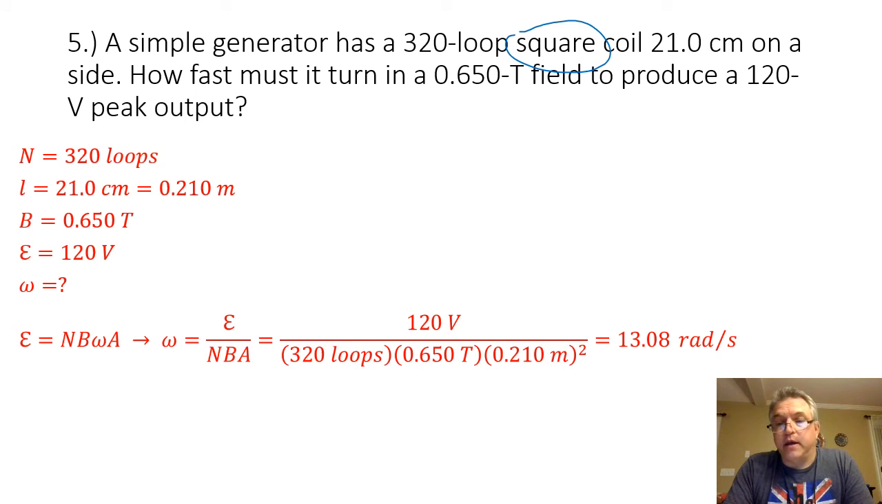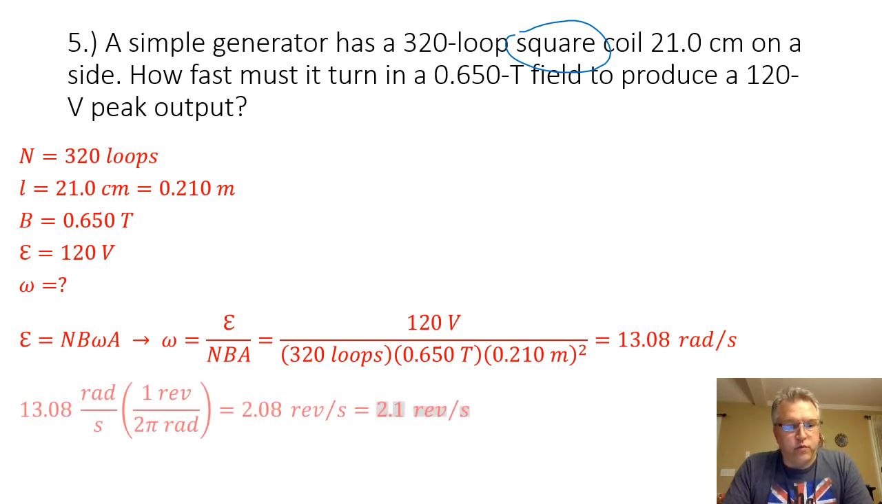So my angular speed is always going to be given in radians per second. I'm now going to want to convert that into revolutions per second, because that's a more familiar term. So to convert 13.08 radians per second, I know that there are 2 pi radians in 1 revolution. That's going to give me a speed of 2.08 revolutions per second, or 2.1 revolutions per second to 2 significant figures.